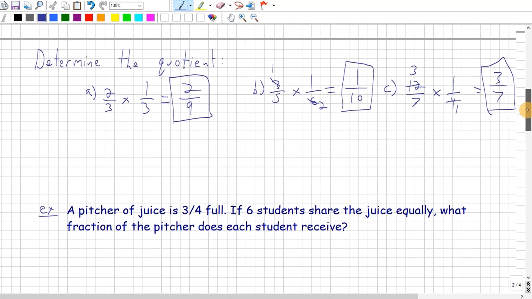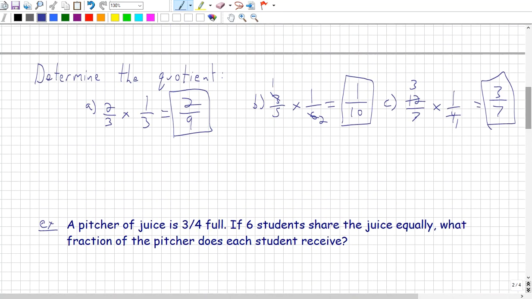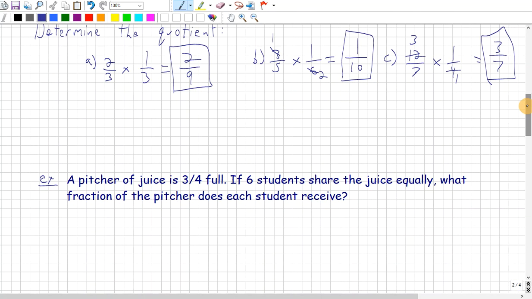So, one word problem. Flip the second fraction and multiply. A pitcher of juice is 3/4 full. If 6 students share, so you now pour this 3/4 full pitcher into 6 glasses, you're going to try to answer what fraction of the pitcher does each student receive.